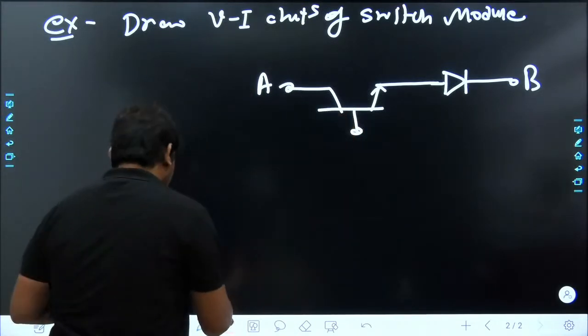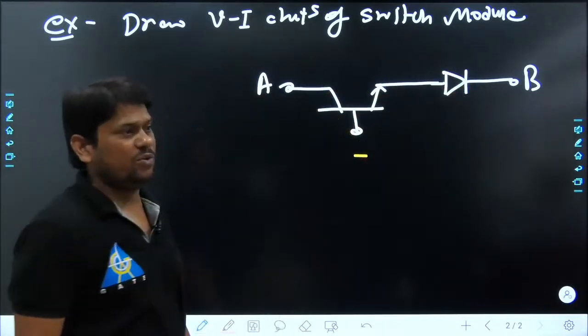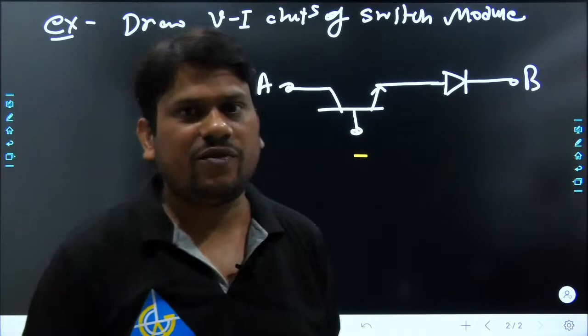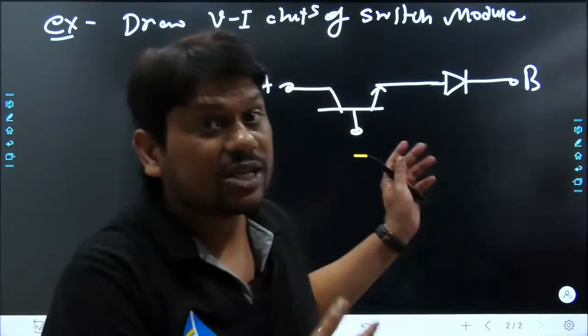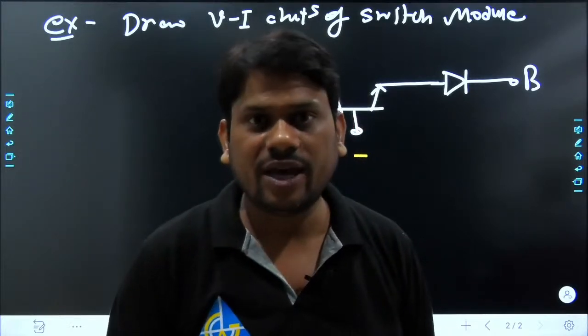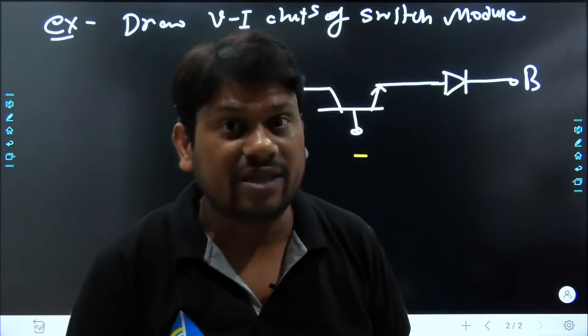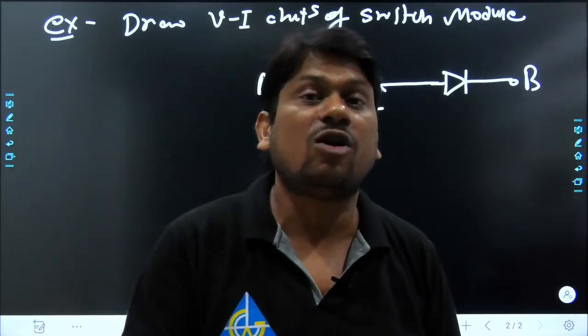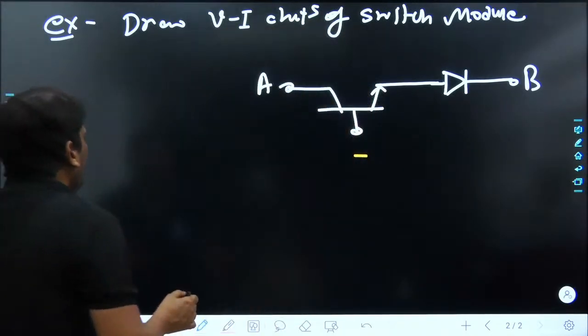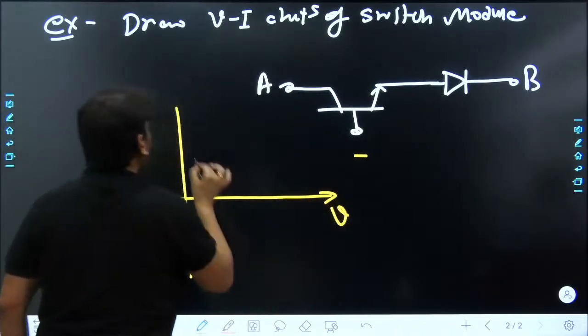Now here listen to me carefully. To draw the VI characteristics of this switch module is really not tough at this moment, because we have already discussed the previous switch module in detail. Now I will ask you a few questions, and according to your replies I will draw the VI characteristic of the ideal switch module. So first I want to draw the four-quadrant system here. So this is V, this is I.